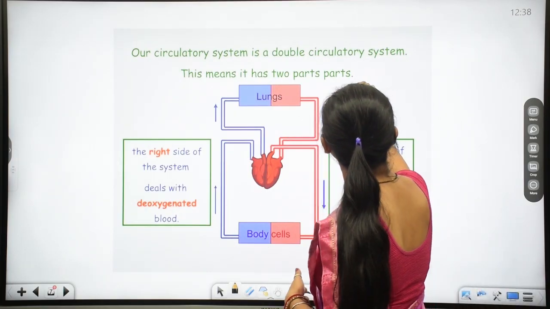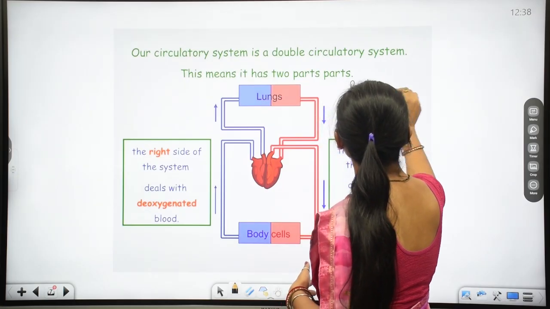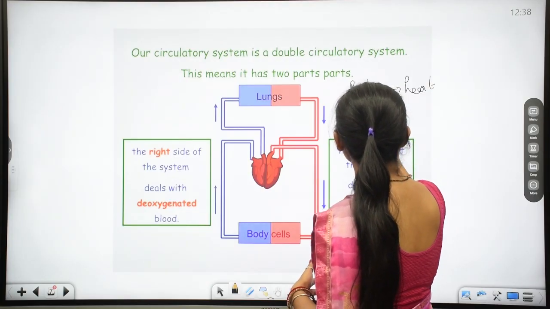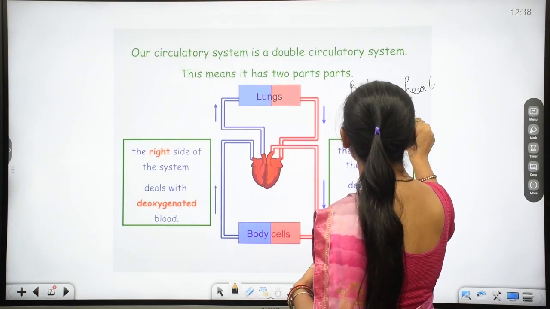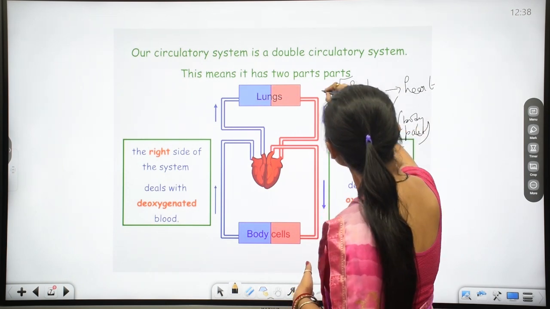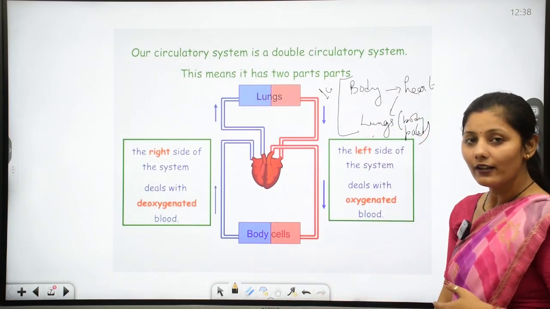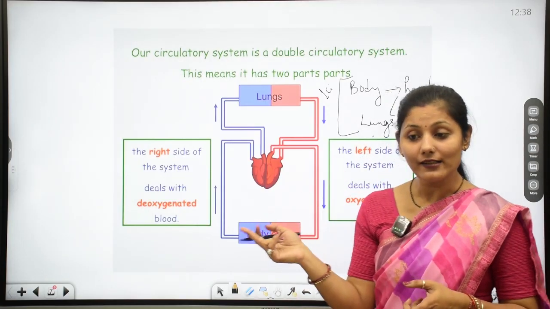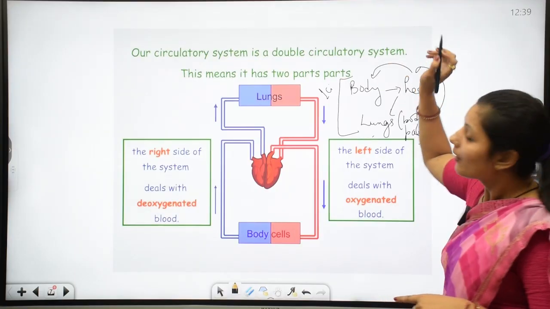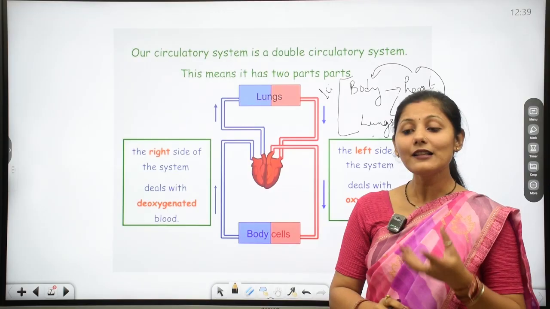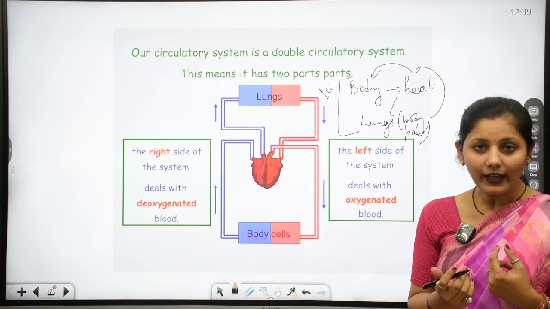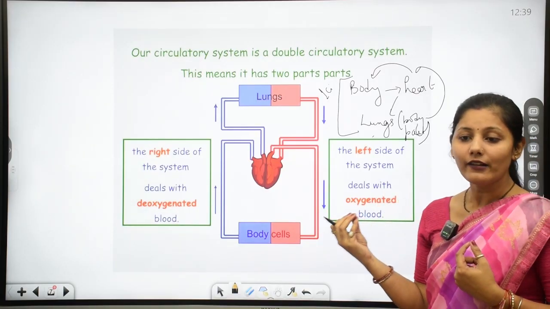See, from body to heart, and then again it is going to the lungs, which is also a body part. So this completes one circle. And then again from the lungs, it means from the body part, it is going inside the heart and then inside the body parts. So this is known as the double circulatory system because it completes two circles. So we call it the double circulatory system.